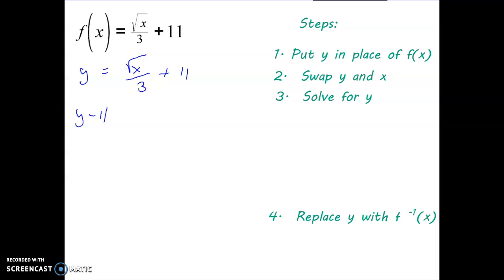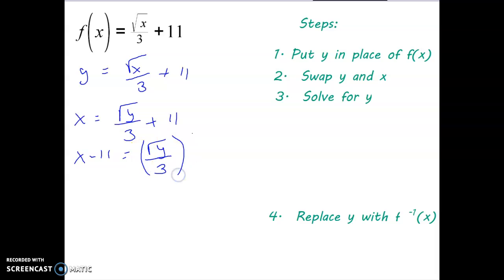Oops, I forgot to swap my x and my y. Let's do that first. Now we'll subtract 11. Same reasoning. Okay, now what do you guys think we should do here? Should we get rid of the square root by squaring, or should we get rid of the 3? Well, the square root is not affecting the 3, so I'm going to multiply both sides by 3 to clear out that fraction, because multiply by 3 and divide by 3 are inverses. In this case, because I'm just multiplying, I can choose to distribute the 3. I could leave it on the outside if I wanted to.